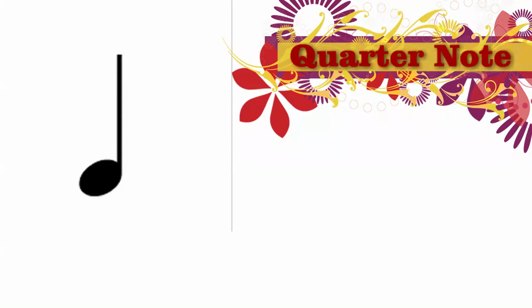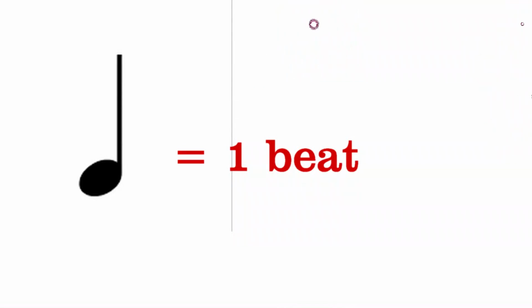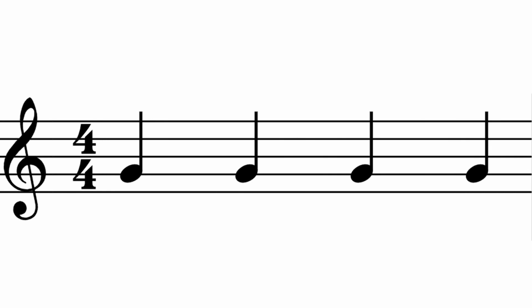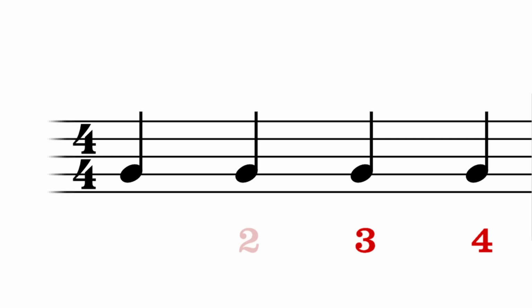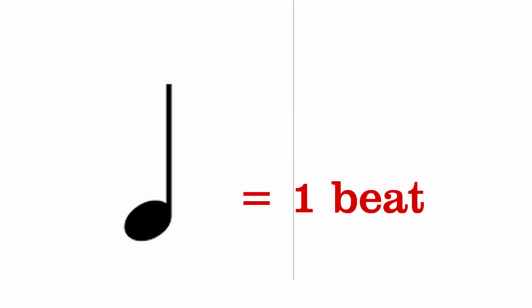A quarter note looks like this. The note head is filled in, and it has a stem. A quarter note most commonly gets one beat, so it's easiest to think of it as our base note value. In a 4/4 measure, playing only quarter notes would sound like this. So again, this is a quarter note and it gets one beat.